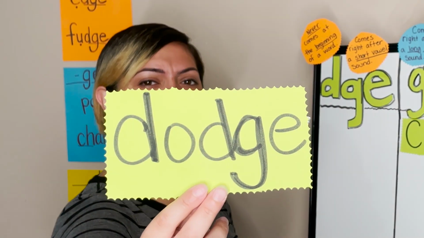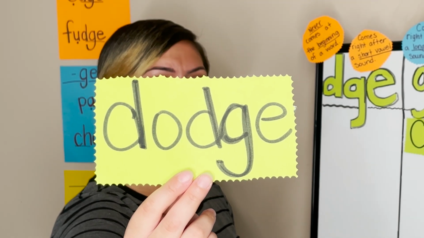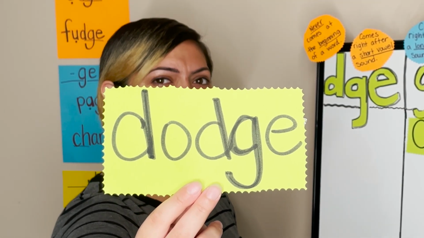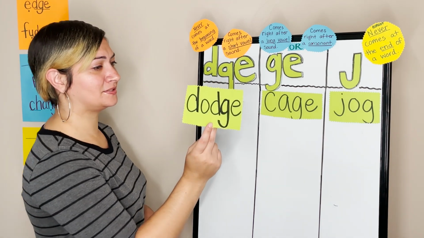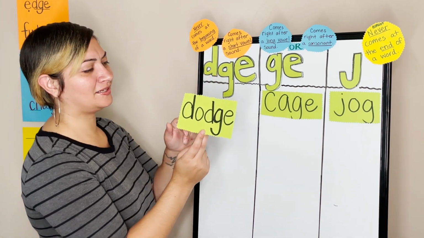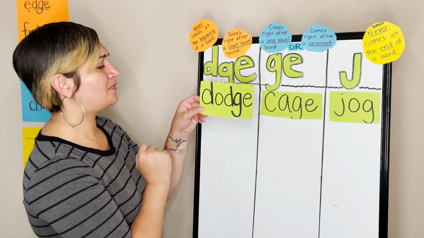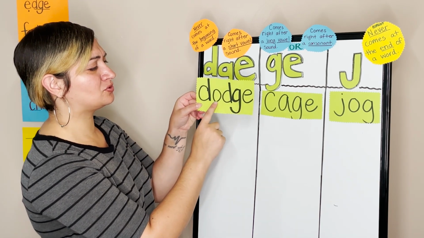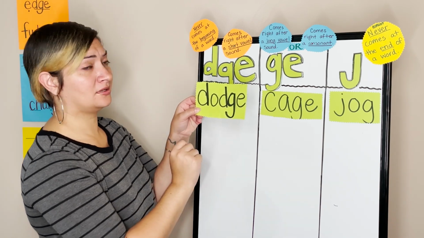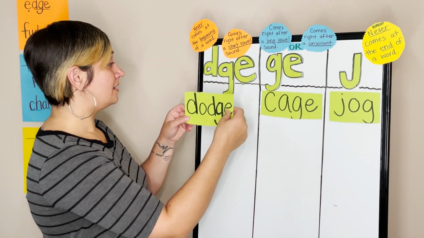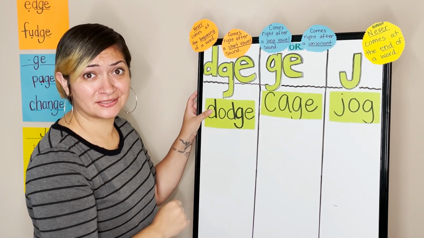Here's our next word. Do you notice what kind of spelling pattern is in this word? The DGE. Yeah, we're going to write this word under DGE. Let's figure out what it is. Well, we know we use DGE when there's a short vowel sound. So D-A-J. Dodge. You might dodge so you don't get hit in dodgeball.